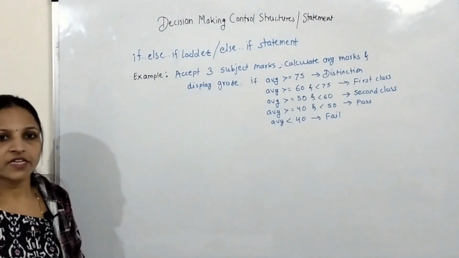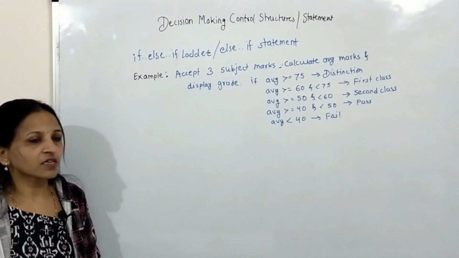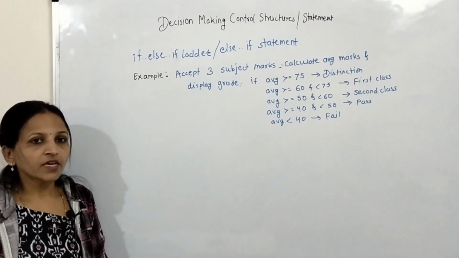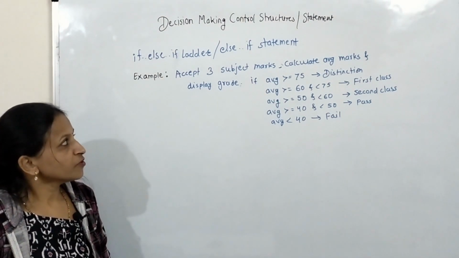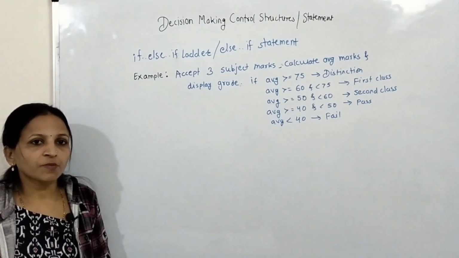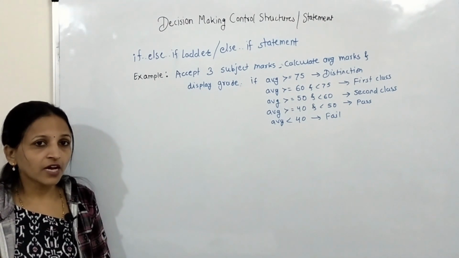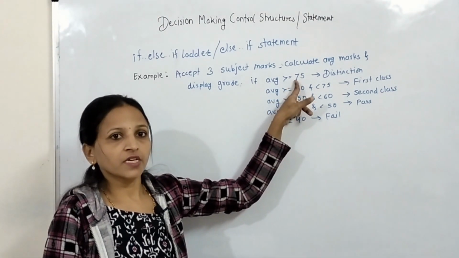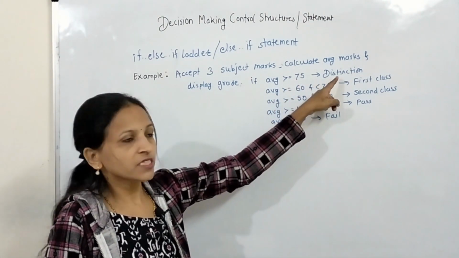See, I am going to explain one example for getting an idea about this if else if ladder. Here we have to accept 3 subject marks of a student and calculate the average marks. And if the average marks are greater than or equal to 75, then we have to display the grade as distinction.